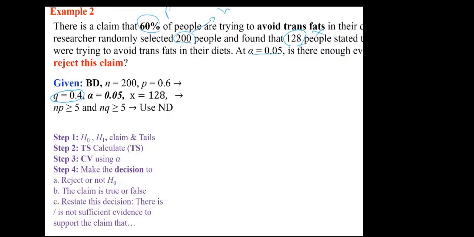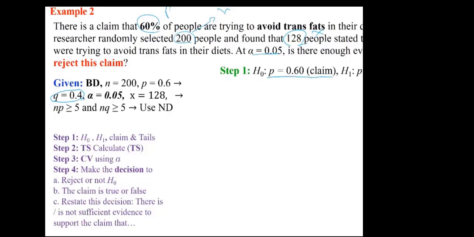Now, which one is the claim? There's a claim that 60% of people are trying to avoid trans fat. So I hope you see how important it is that you pay attention to this very first step. Your H0, p equals 0.6, is your claim. This is your claim, according to the question.